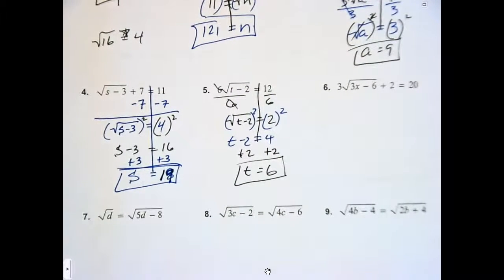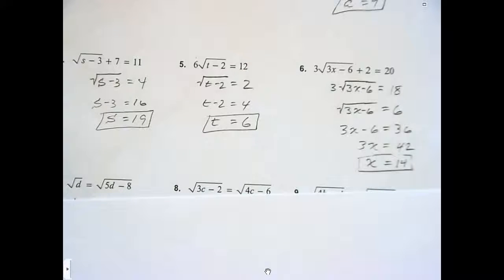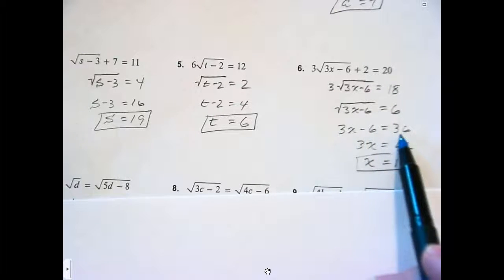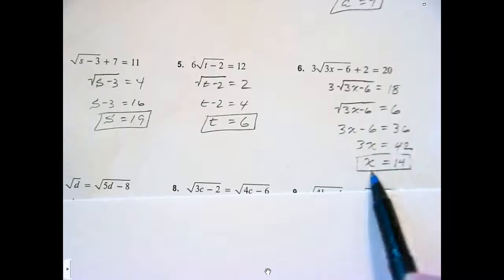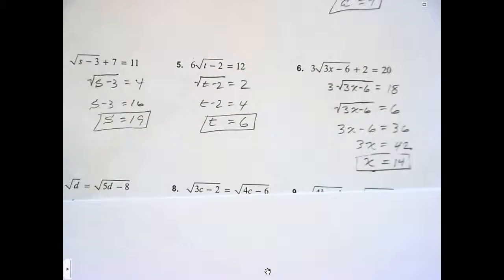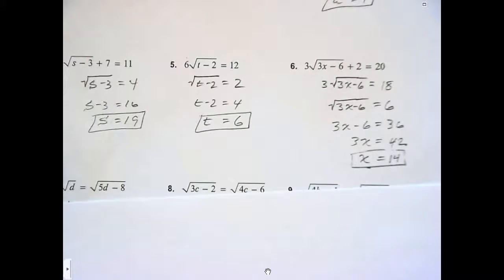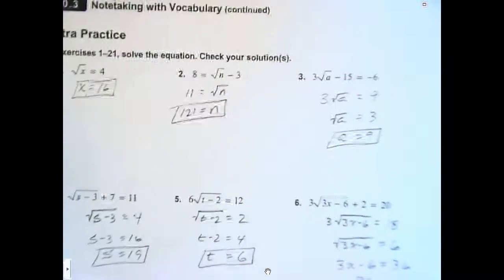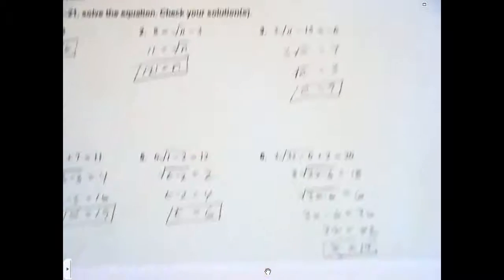What did you guys get on number 6? 14. All right, checking our work there. There are the steps on number 6. Subtract the 2, divide by the 3, square both sides, add 6, divide by 3. Leave a trail of your work. I know that many of you don't put the little steps in between like I've been doing on these, but at least rewrite the next line of the equation, because that'll help you out.